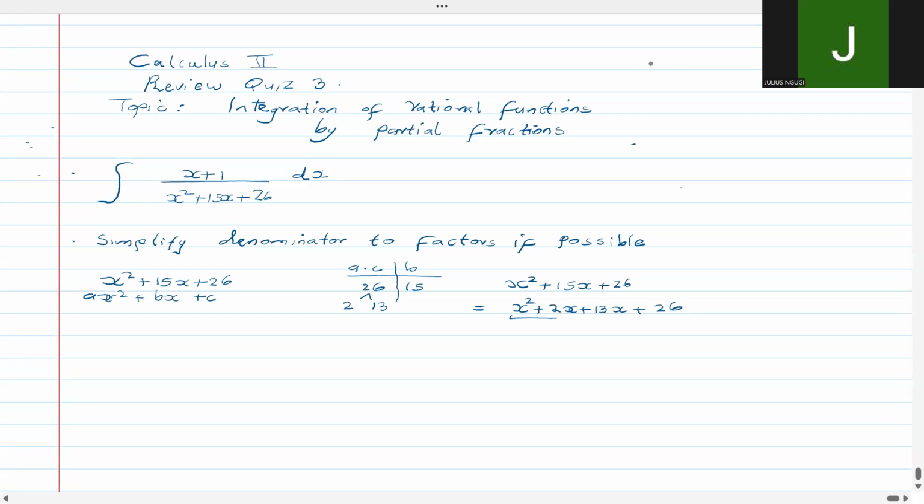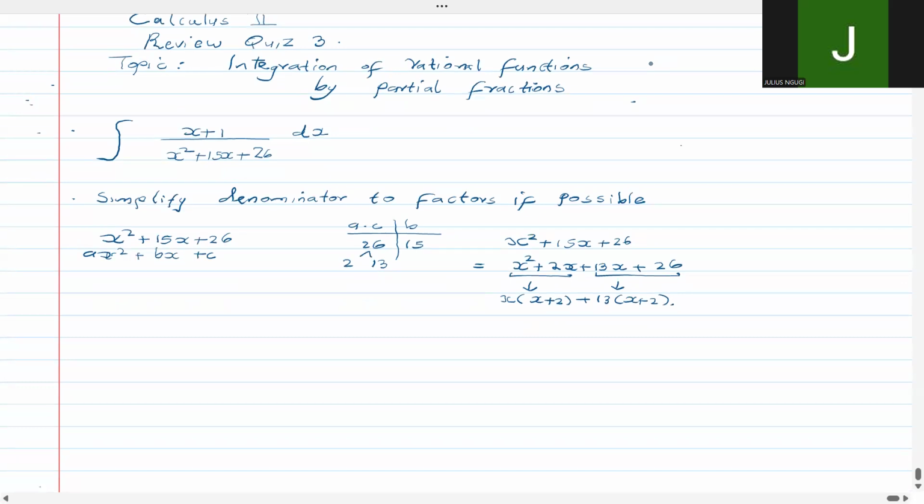Then you pair these terms. You factor out the common factor, which is x here, and you get x plus 2. For the second part, you factor out 13, and then you have x plus 2 in the parentheses. That means our integral can now be written as x plus 1 divided by the factors x plus 2 and x plus 13, and then we're integrating with respect to x.